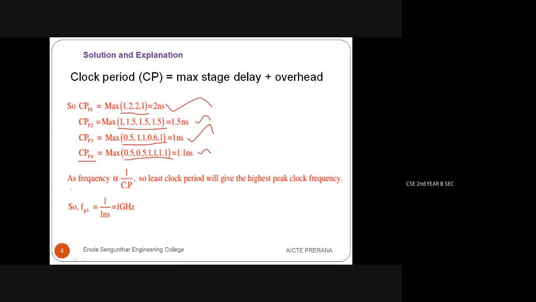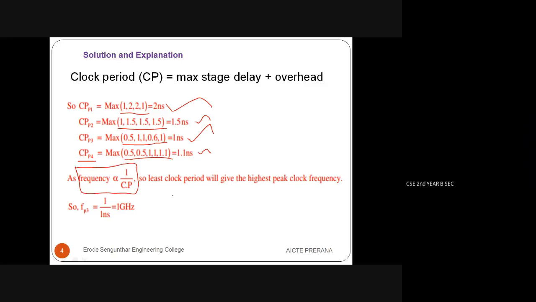We already know that frequency is inversely proportional to clock period. So the least clock period will have the highest peak clock frequency. The processor with the least clock period will have the highest peak clock frequency.